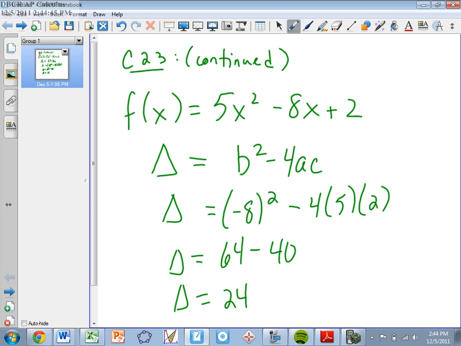Now, remember from last class, if the value of delta is positive, our roots are real, distinct, and they can either be irrational or they can be rational. What was the distinguishing factor that told us between irrational roots versus rational roots? The perfect square. Very good. The number under the radical, if it's a perfect square or not. Is 24 a perfect square? No, it is not. 25 is, right? Yeah. And 16 is, but 24 is not.